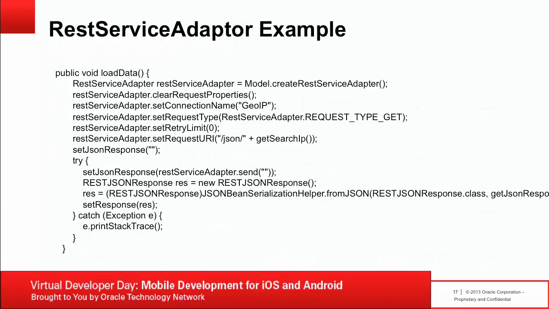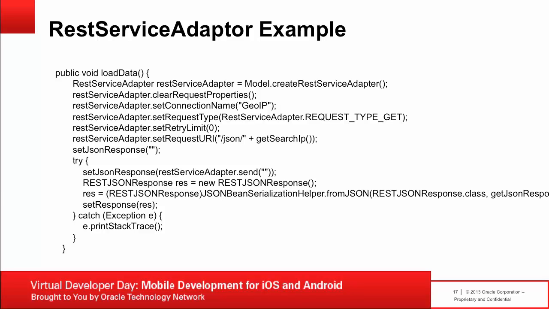Now, let's look at a sample code to invoke the REST service adapter. In this code here, you'll first clear any previously set request properties if there are any. You'll set the connection name. You specify the type of request, specify the number of retries, set the URI, which is defined after the endpoint in the connection.xml. The entire request is the endpoint plus the URI being sent. Then you execute the send and receive operations.